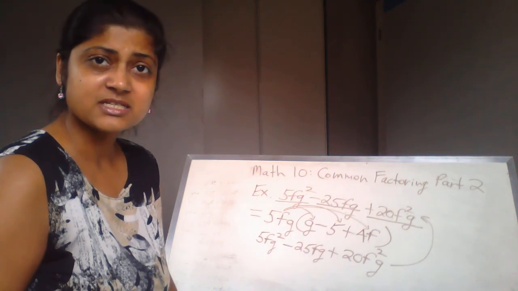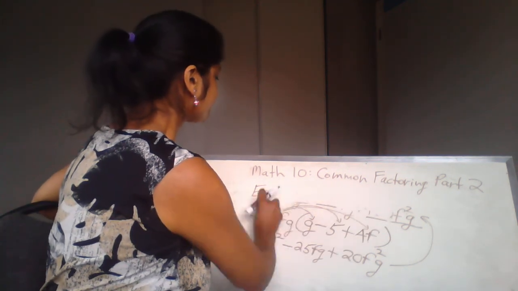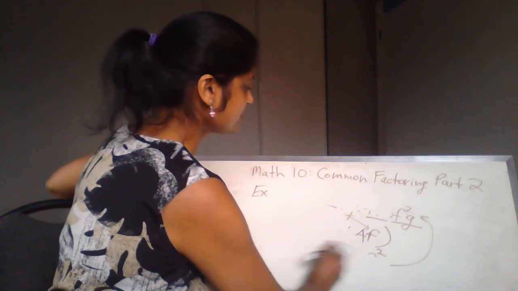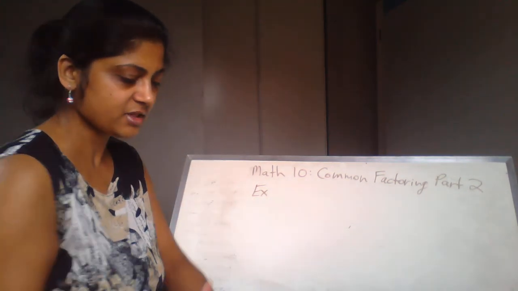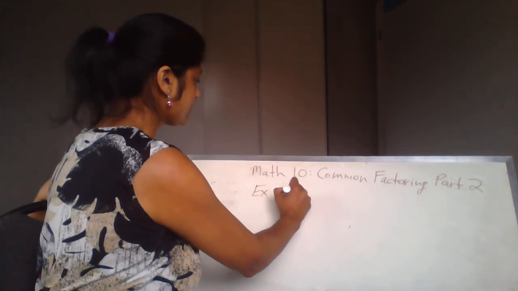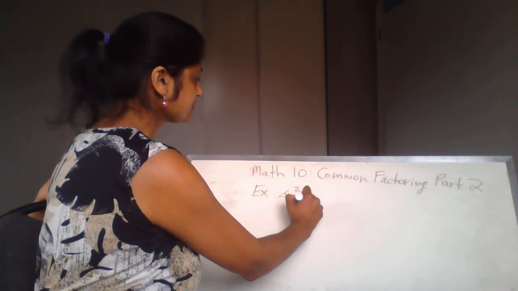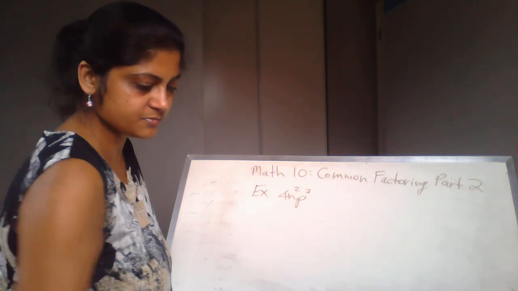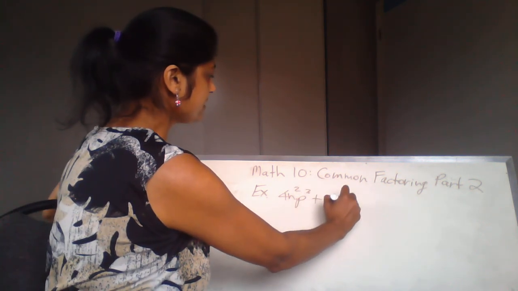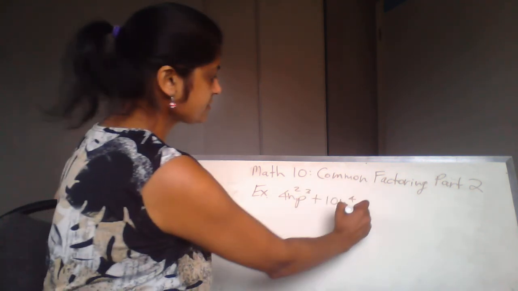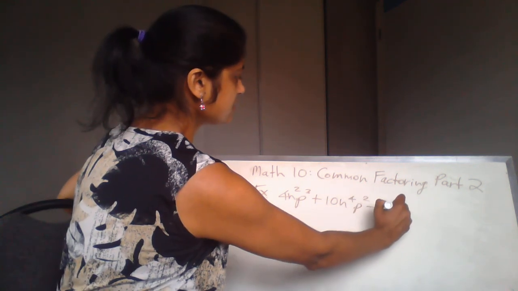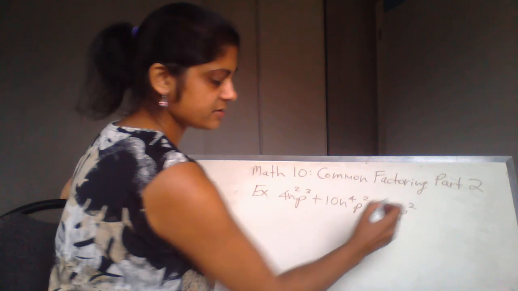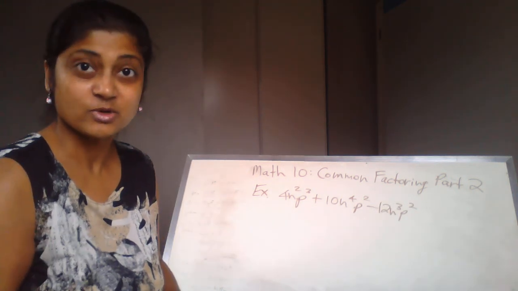In the textbook, this is for H. I'm picking this question because I can see that the exponents are actually different here. So let's try this: 4n squared p cubed, and it's 10n to the 4 p squared, minus 12n to the 3 and p squared. Let's try this question here.